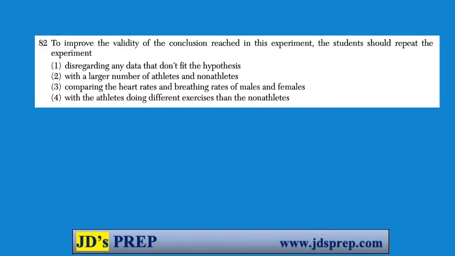And lastly, we're being asked, how can we improve the validity of the conclusion? So the students should repeat the experiment. They should definitely not disregard data that doesn't fit the hypothesis, because that would be messing up your data. They should not bring in males and females, because that's not their hypothesis. This would be removing a control by having them do different exercises.